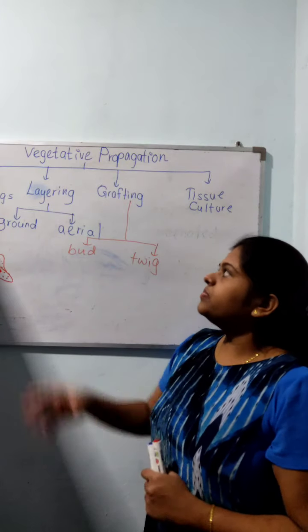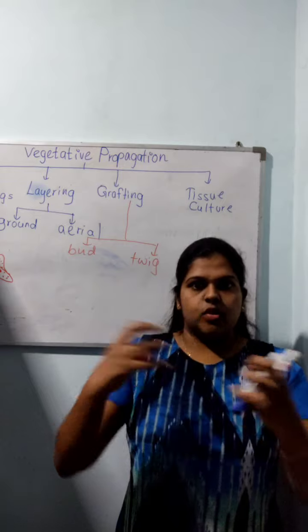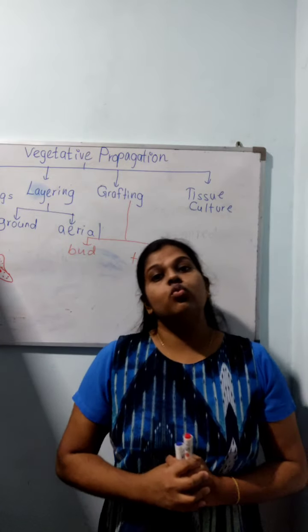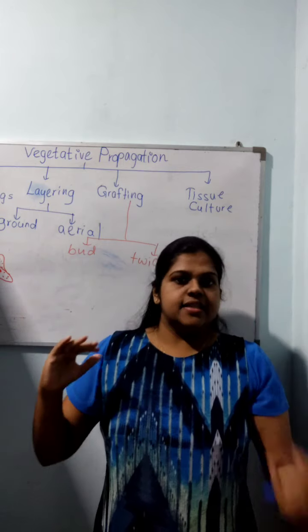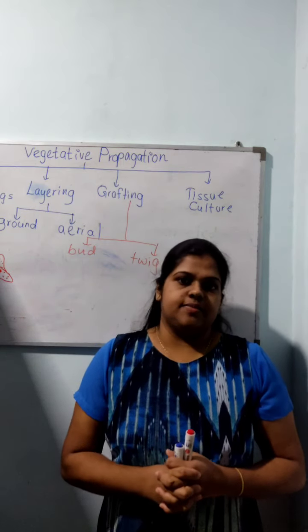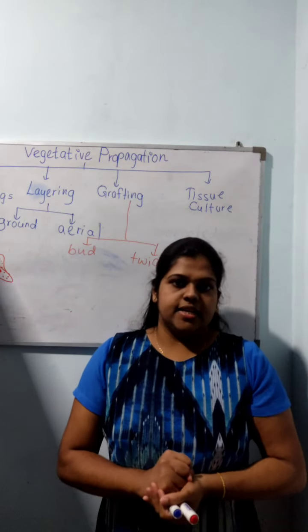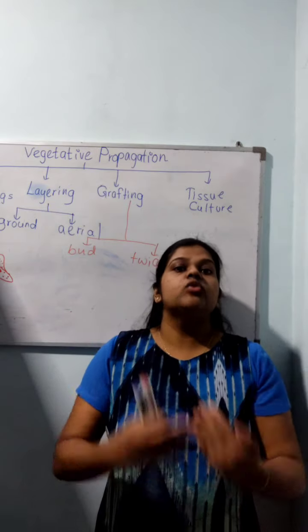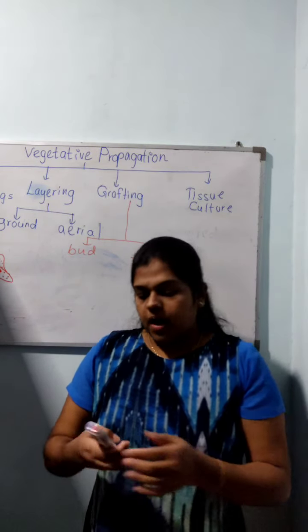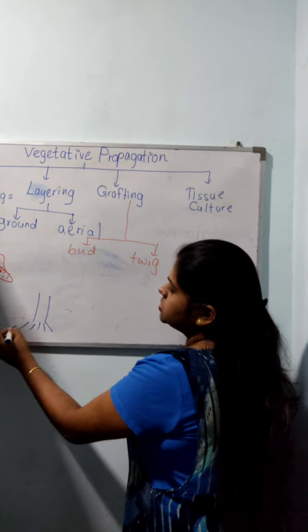Then what we do, in the case of grafting, is join the characters of two plants. One plant is giving the shoot system and another plant is giving the root system. So we are combining these two plant parts to get a very good variety of fruits or very good characteristics.